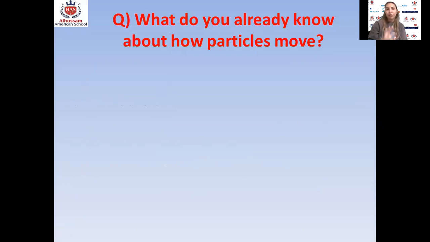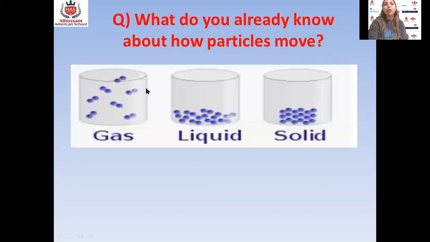So now, what do you know about how particles move? How do the particles in any matter move? First of all, we have to know how many states of matter. We have gas, liquid, and solid. So how do particles move? Particles move according to the type of matter. So the motion of particles in liquid is different from solid, different from gas.